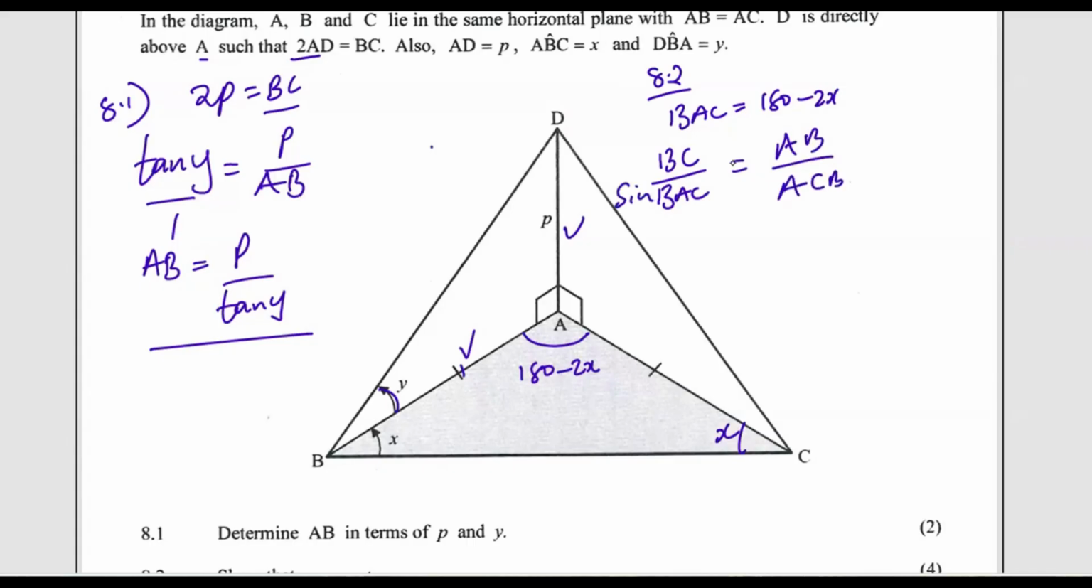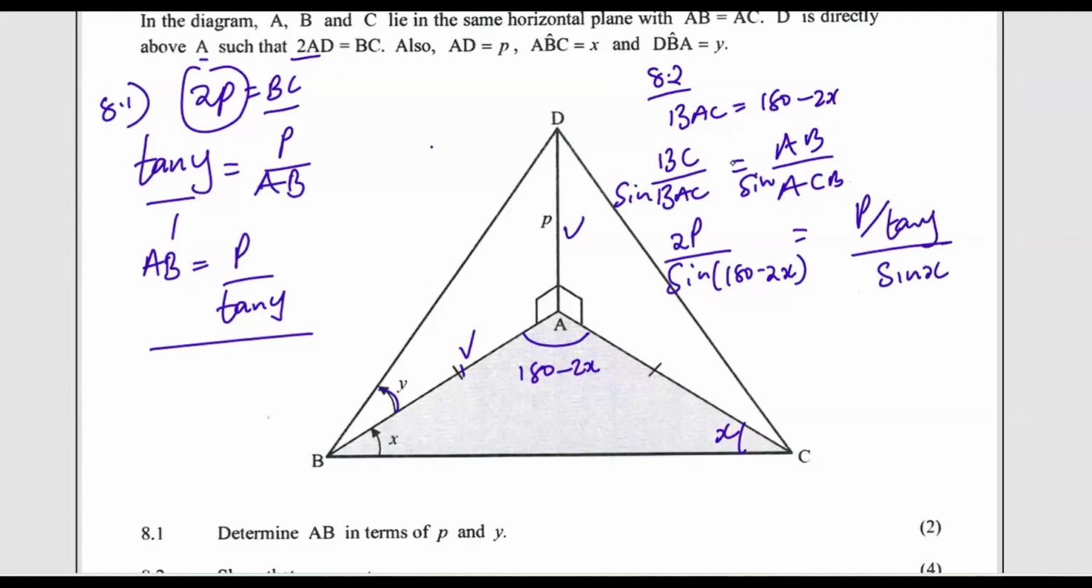So if I use BC over sine BAC, it should give me the same as AB over sine ACB. I'm using the sine rule, guys, forgive me. Okay, so our BC, they told us is twice what? P. So twice P over the sine of 180 minus 2x is equivalent to AB, which we found as P over the tan of y, divided by the sine of x. Okay, let's simplify this. So 2P over the sine 2x is equal to P over the tan of y and then the sine of x.